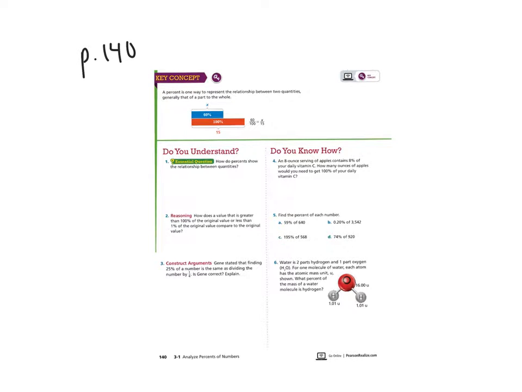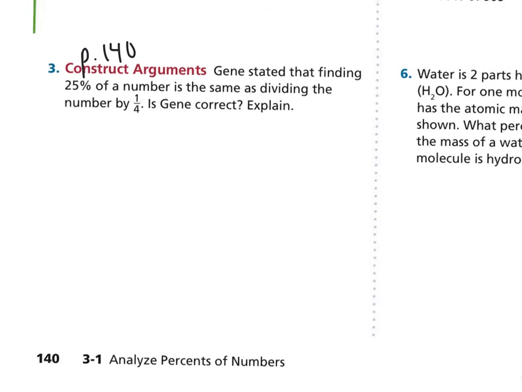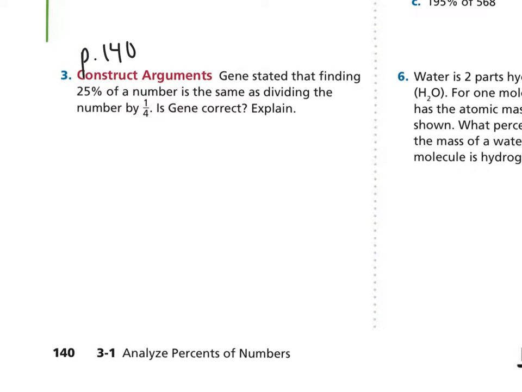Continuing lesson 3.1 on analyzing percents of numbers. If you look at page 140, number 3, Gene stated that finding 25% of a number is the same as dividing the number by 1/4. Is Gene correct? And explain. Actually, the answer would be no.